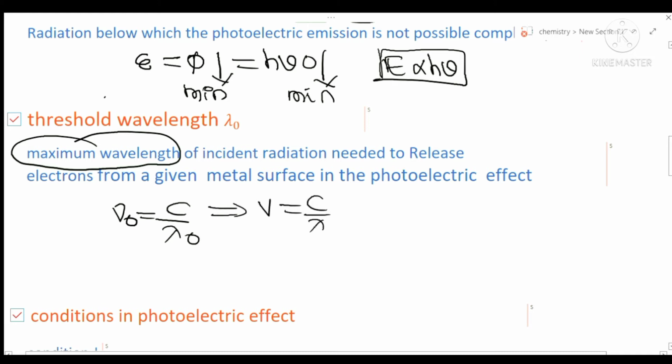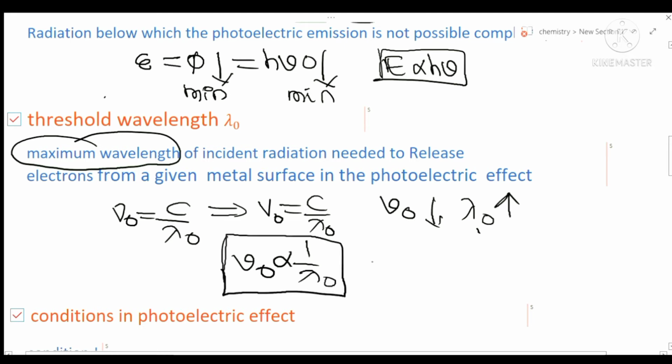How did we get the formula? We got mu is equal to C by lambda. Here lambda we are taking as the threshold, that's why I kept it as mu naught for the frequency. So when mu naught is low, lambda naught will be high, inversely proportional. Lambda naught is the threshold wavelength. Mu naught is the threshold frequency. So the relation between the threshold frequency and the threshold wavelength is inversely proportional. One is increasing, one is decreasing.